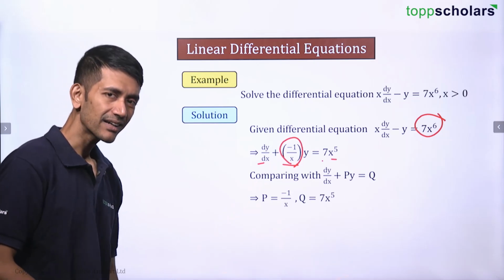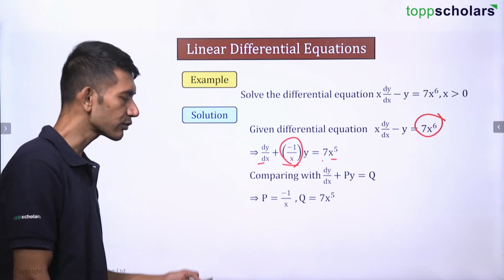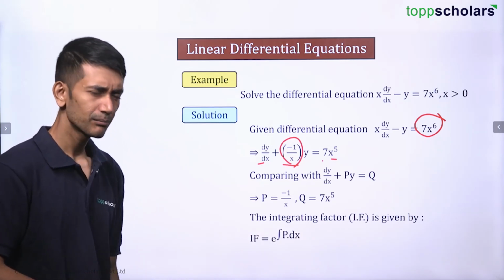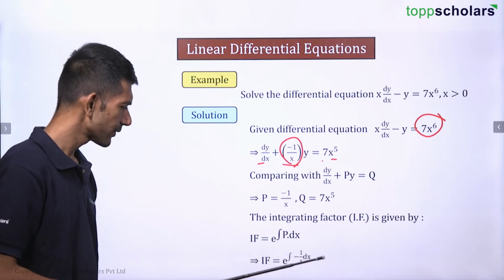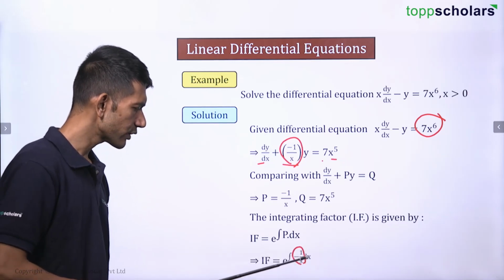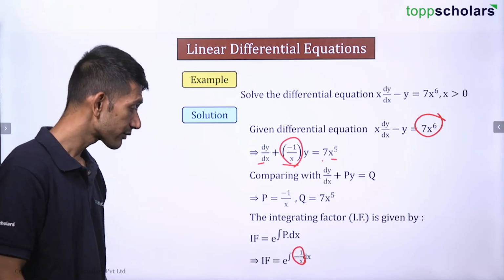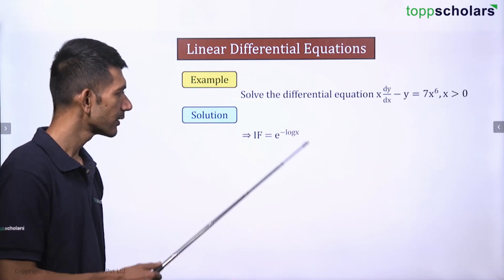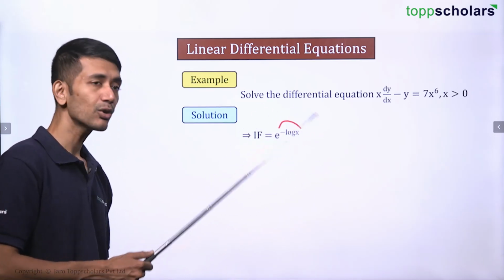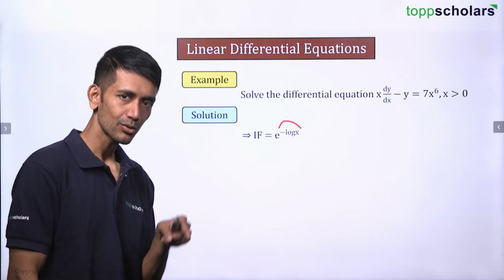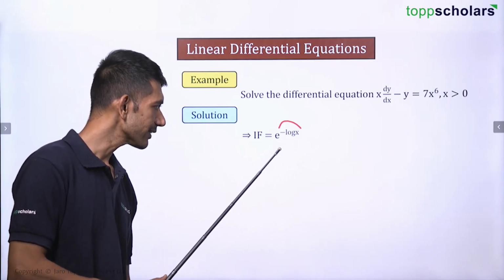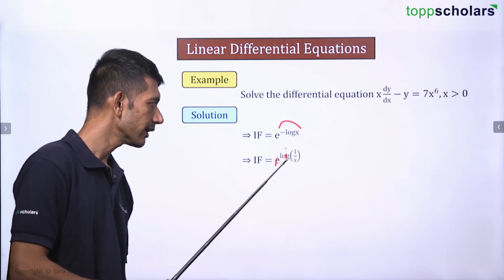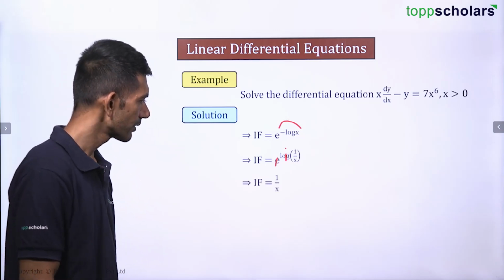Now, the integrating factor is going to be e raised to the integral of p dx, that is minus 1 by x. So let us do that. What is the integration of 1 by x? Log x. So this becomes minus of log x, right? So e raised to minus of log x. Minus goes here. E raised to log of x raised to minus 1. So can I say e raised to log of x raised to minus 1 is nothing but e raised to log of 1 by x? E and log will go away and 1 by x will be remaining.